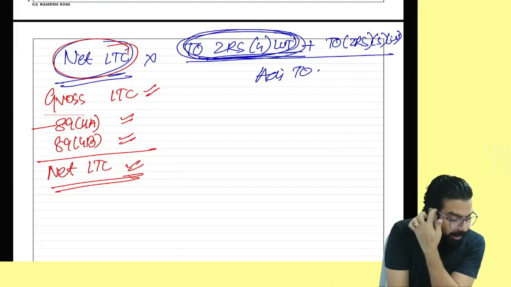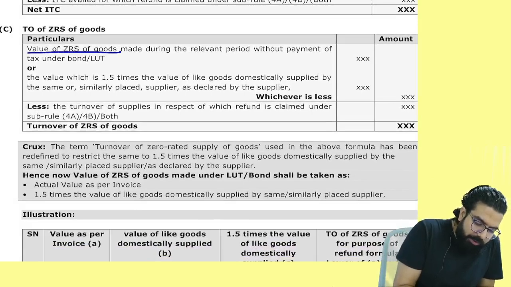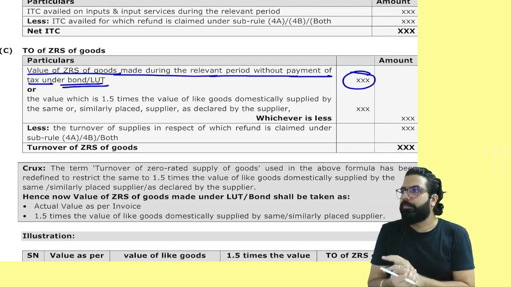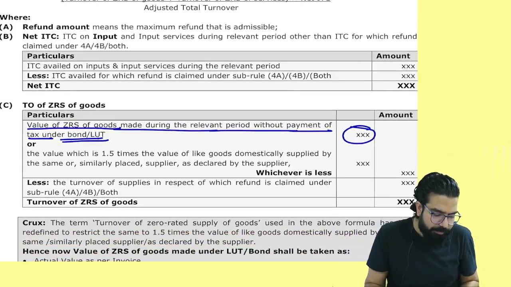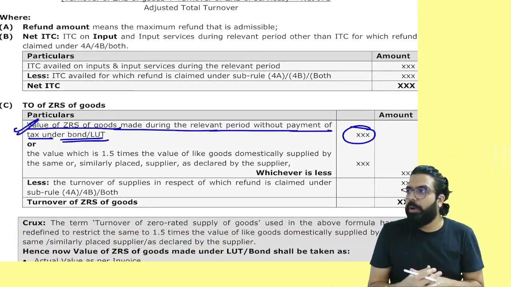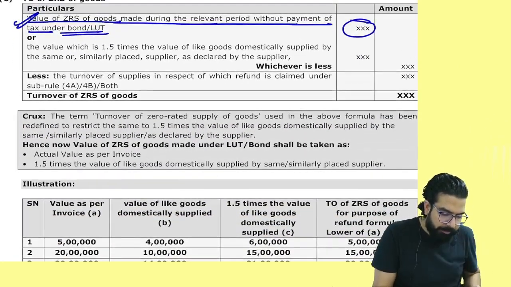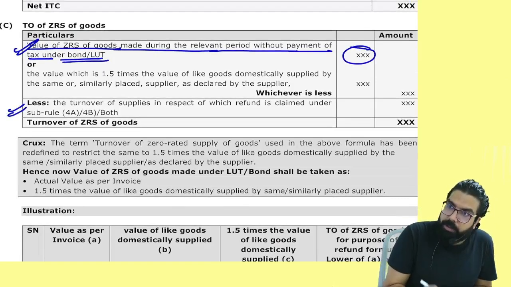Everyone, listen to me very carefully. But here, see, value of zero rated supply made during the relevant period without payment under LUT or bond. Is this point clear to all, everyone? It means 89 4A and 4B we removed, yes or no? Next. Now everyone over here, listen. See, this we removed, but do one thing.